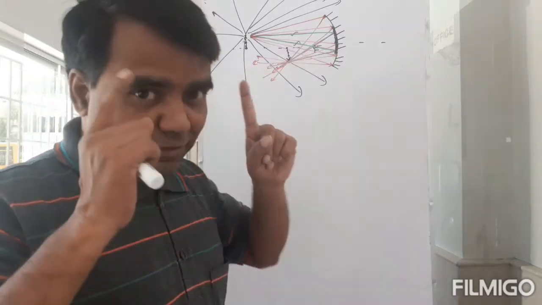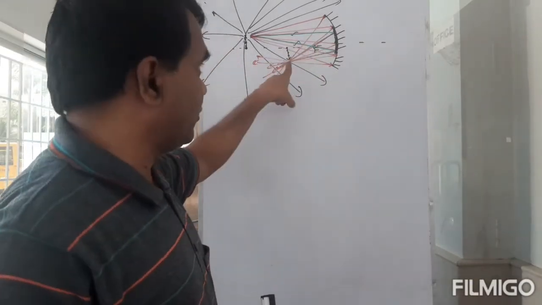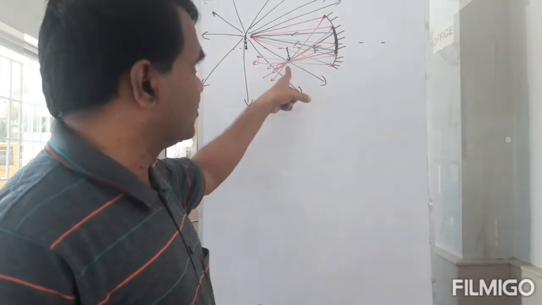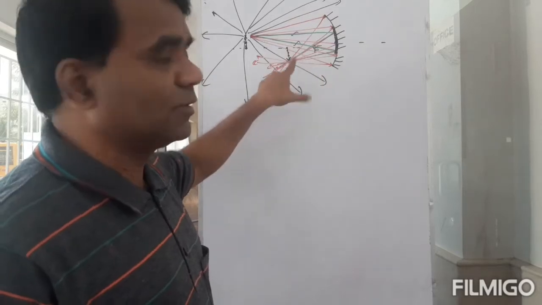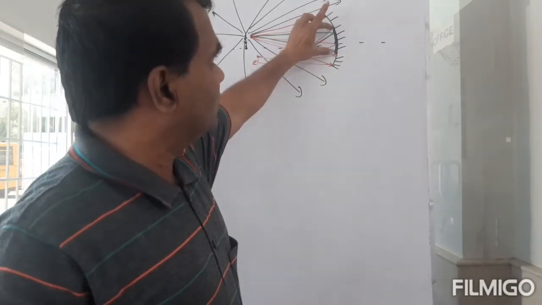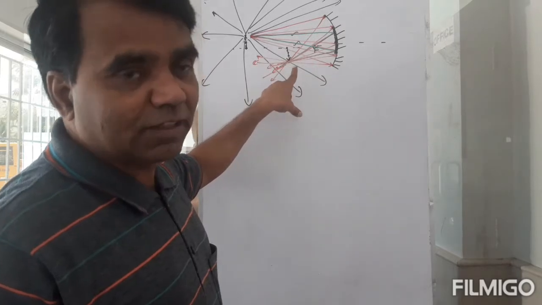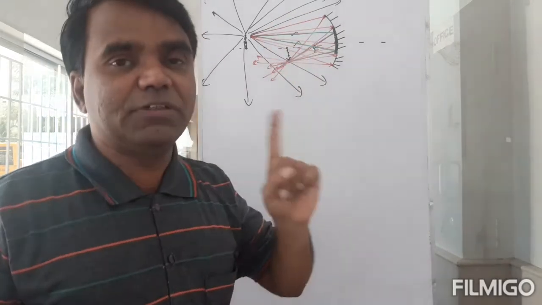So keep in mind, you are using these two lines only to find this point. It doesn't mean that only those two rays are contributing. All the other rays, the millions of rays, they are contributing to that point. So if you don't have those two lines, doesn't mean that there will be no image. These two lines are for your convenience to identify the point. Keep that in mind.